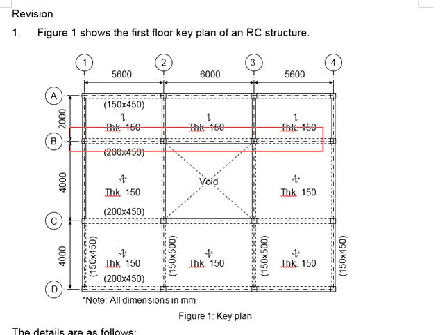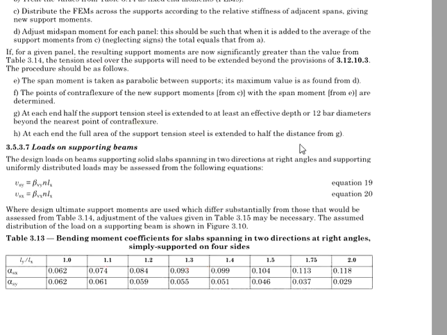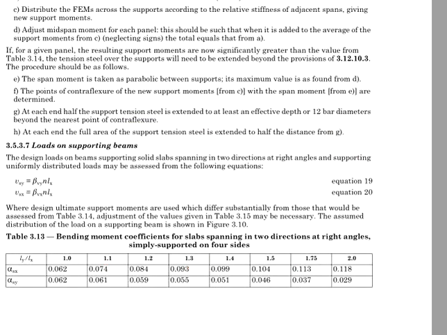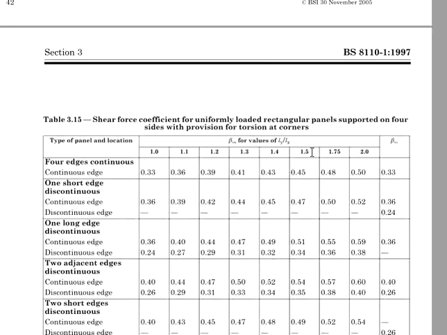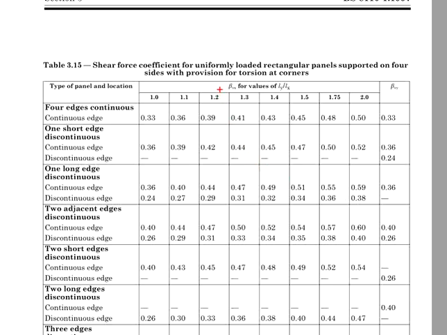Based on the structural key plan here, there are no point loads acting onto any part of the continuous beam. The load will be UDL throughout. Bear in mind that when we calculate the UDLs acting onto the beam, using table 3.15, we use the coefficients, multiply the design load, and then multiply the shorter span.